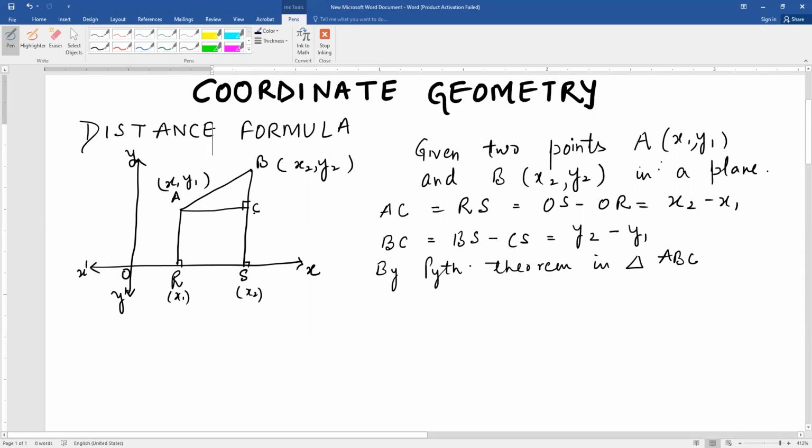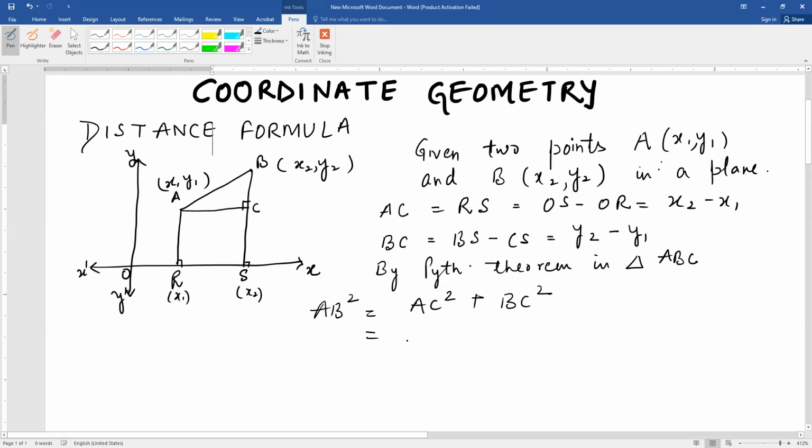Similarly, BC is BS minus CS, that is y2 minus y1. Y coordinate of C and A is y1. So by Pythagoras theorem in triangle ABC, we have AB square is equal to AC square plus BC square.